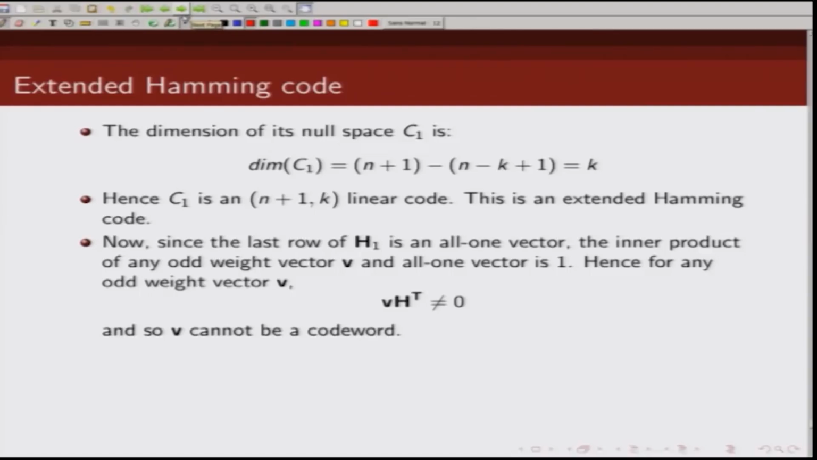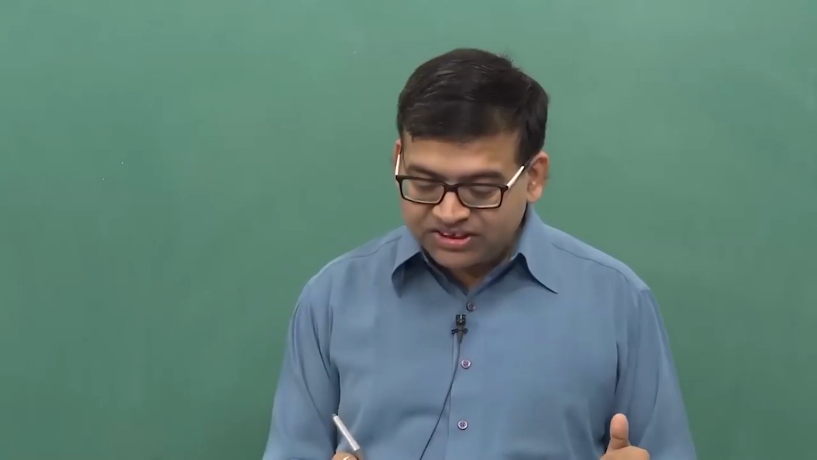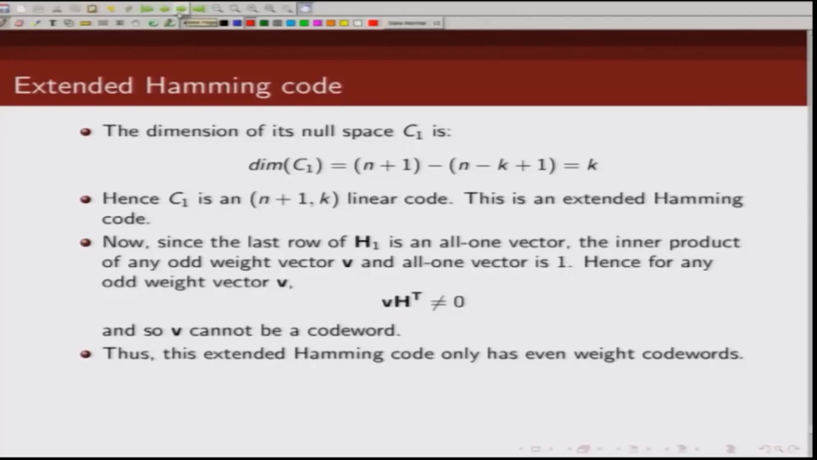And again we can see that the extended Hamming code will have only even weight code words. That is because the last row of the parity check matrix contains all 1s. So, V H transpose cannot be 0 if V has odd weight. So, the minimum distance of the extended Hamming code is 4.